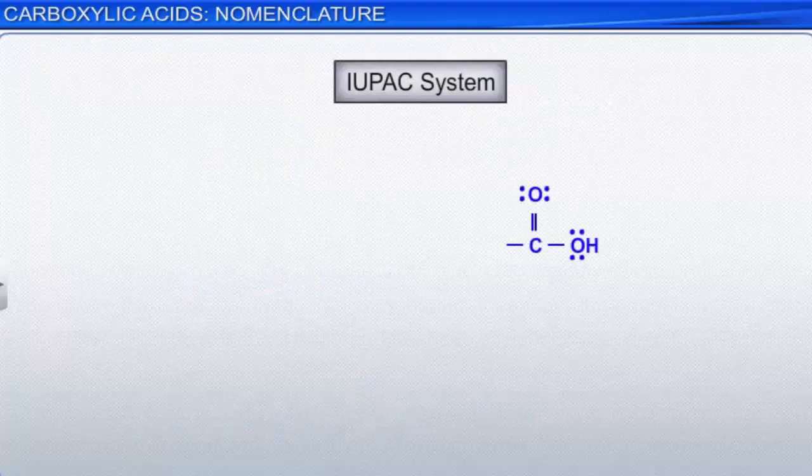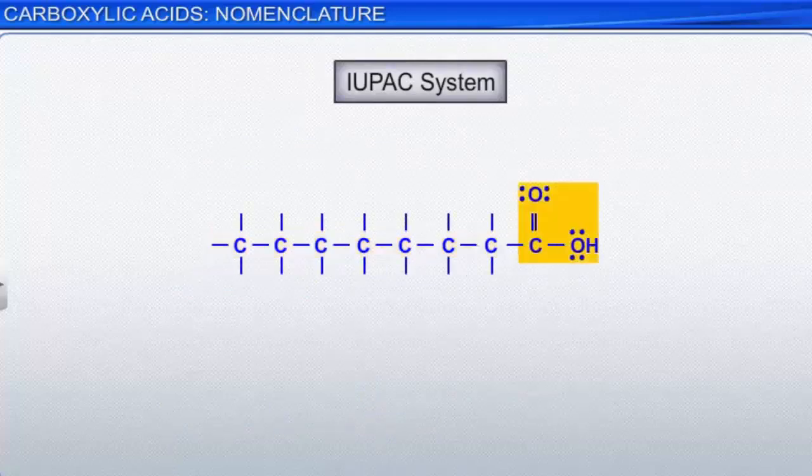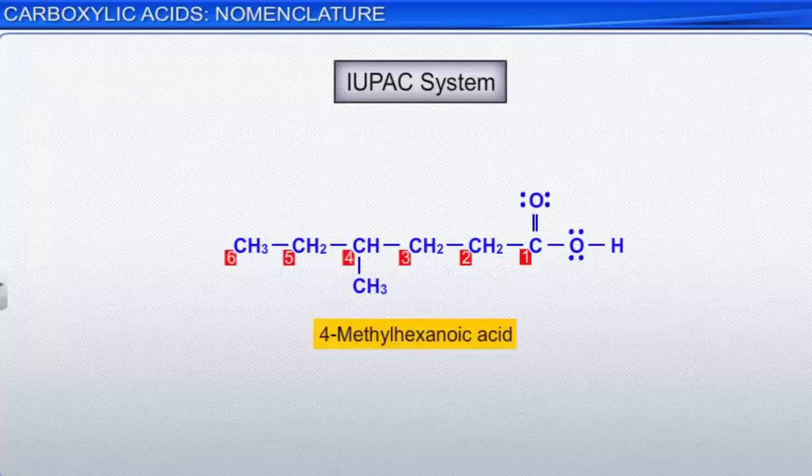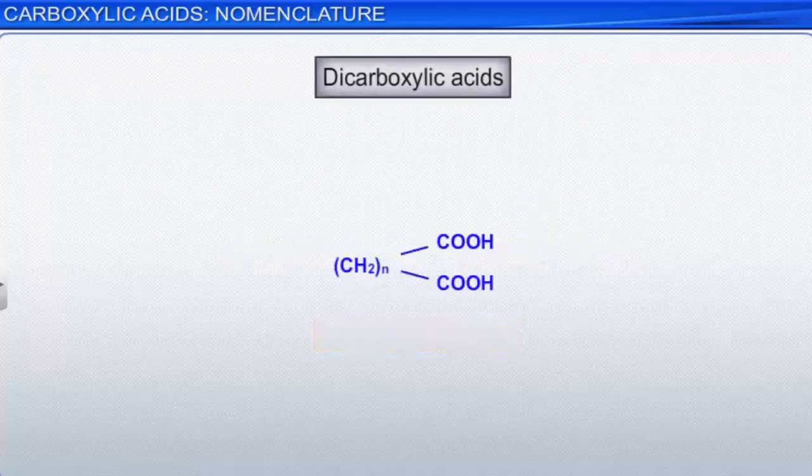For naming the higher members, the longest chain containing the carboxyl group is selected, and numbering is done from the side of the carboxyl group, always giving it the number 1. For example, the compound shown here is named 4-methyl-hexanoic acid.